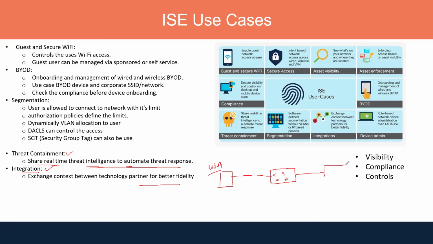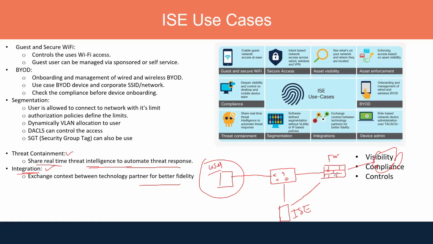Further, we have a firewall, and it is connected to the internet. Here we have a Cisco ISE, which is allowing this user to connect to the network because at that time it has measured all the compliance. So using this integration feature, you can integrate the firewall and ISE so that they can exchange the information regarding the threat.